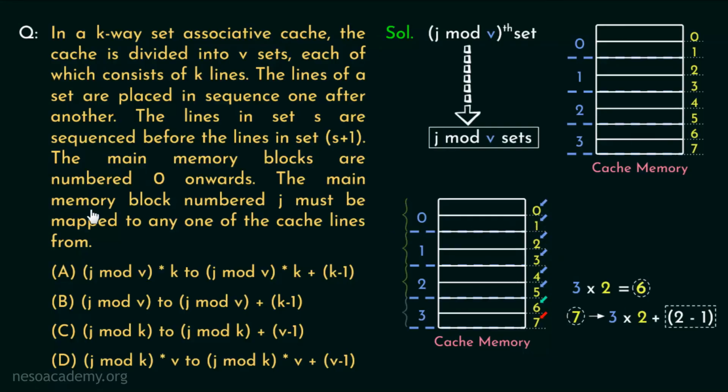Therefore, the main memory block number J must be mapped to any one of the cache lines from J mod V, that is the number of sets we need to cross, multiplied by the set size or the K, because it's a k-way set associative cache, and in that case every set is going to have k lines in them, to J mod V multiplied by the same set size or the k plus set size minus 1. Therefore, option A happens to be the correct choice for this particular question.